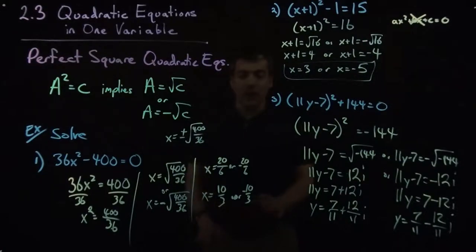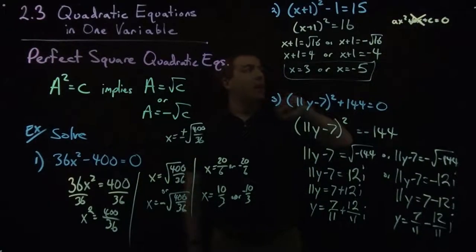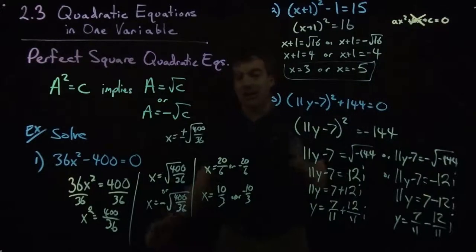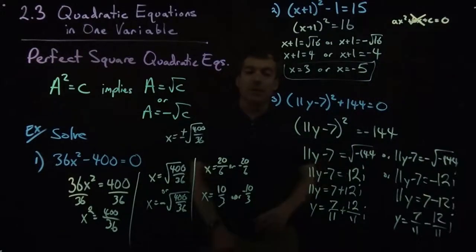Next up, we're going to look at the quadratic formula to solve more general quadratics that are of the form ax squared plus bx plus c equals 0. That's a technique that will always work. So stay tuned for that.